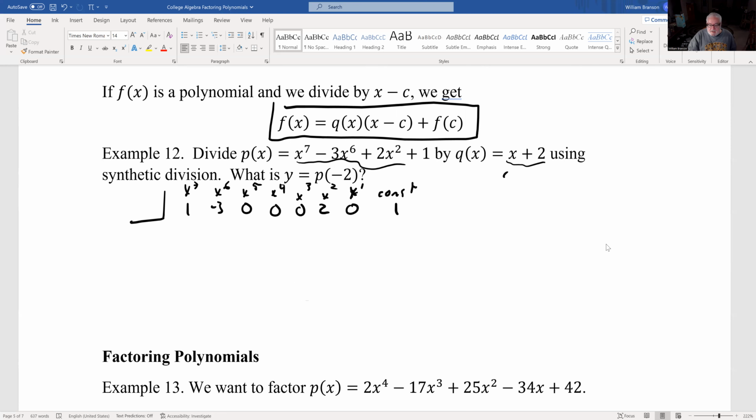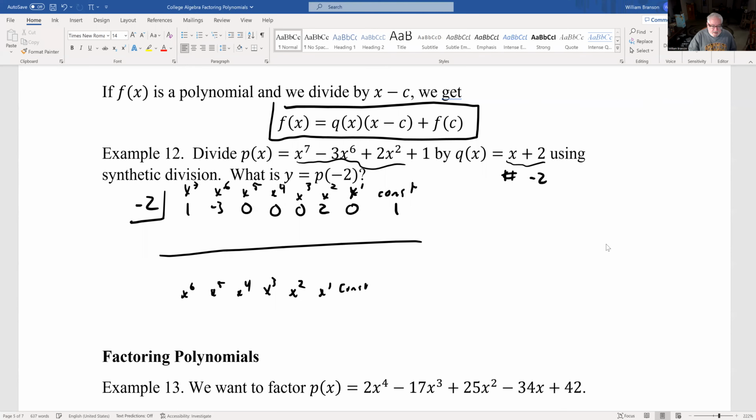Here, the corresponding number that we want to use is minus 2, because that would be the root that goes with that factor, if this is actually a root. So we'll plug in a minus 2 there. After we do the division, we'll have x to the 6th, x to the 5th, x to the 4th, x cubed, x squared, x to the 1st, constant, and then a remainder column, right? Because when we divide, we're going to be lowering the degree by 1.